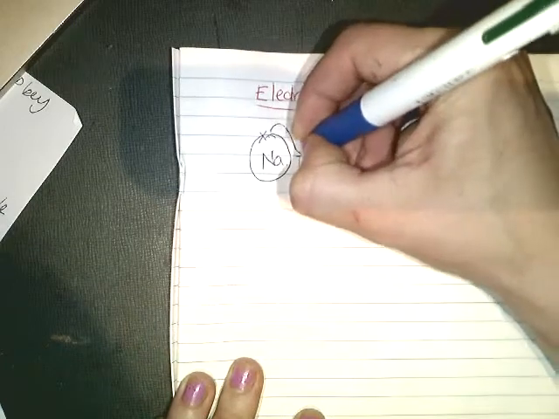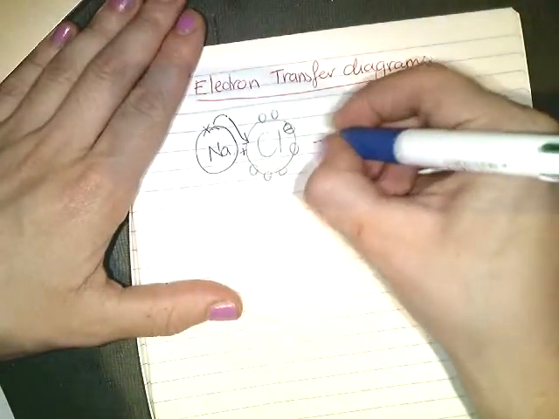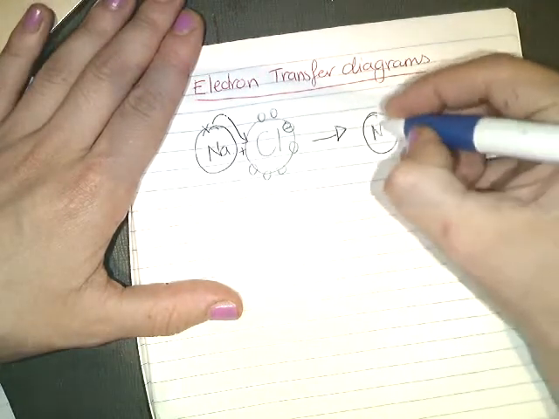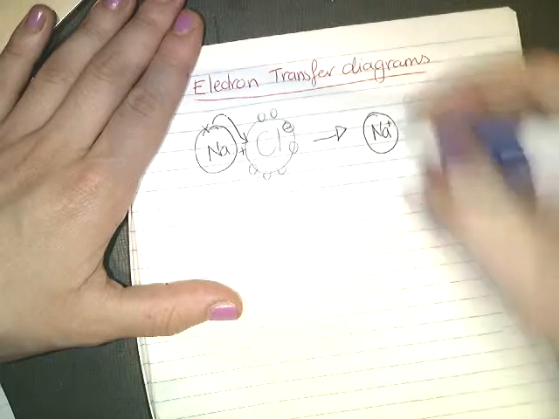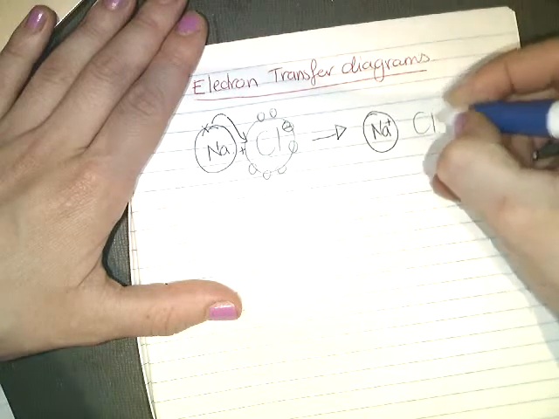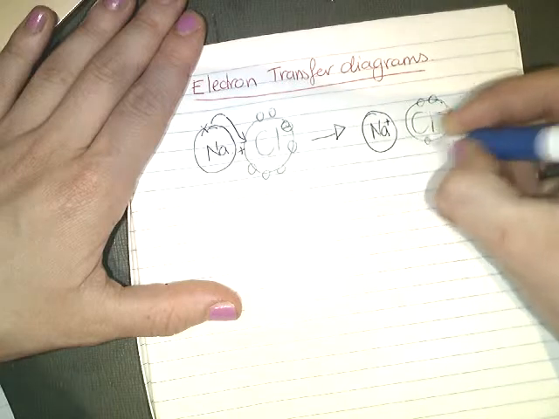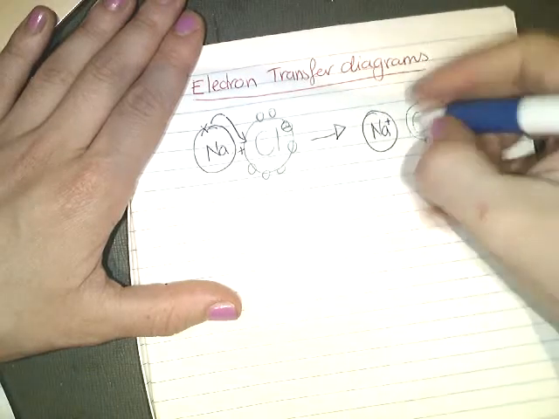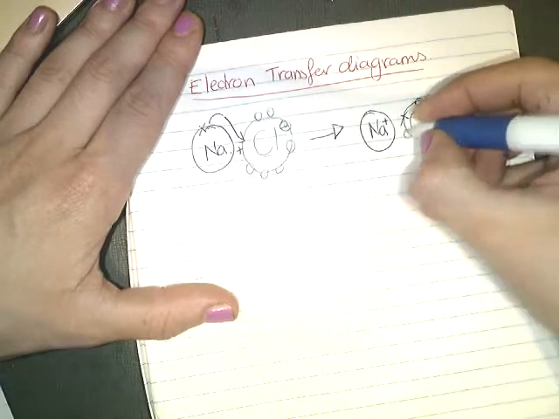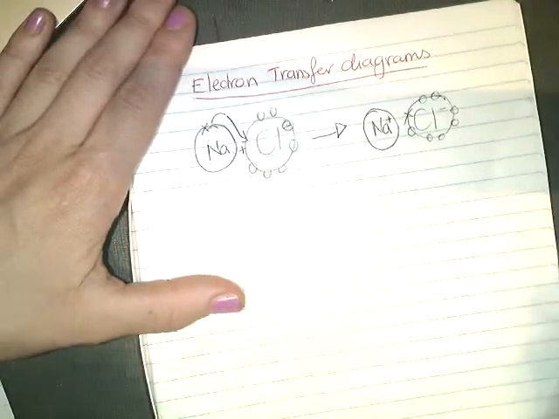We put the arrow over here. So this is how we do an electron transfer diagram. We then do an arrow and we show what the products are, which are sodium, which is now positive because it's lost an electron, and chlorine, which is now negative because it's gained sodium's electron. But we actually have to draw out chlorine's outer shell. With sodium, because it's lost its outer shell, we just draw its empty one. Okay, and we show that the electron's gone there.